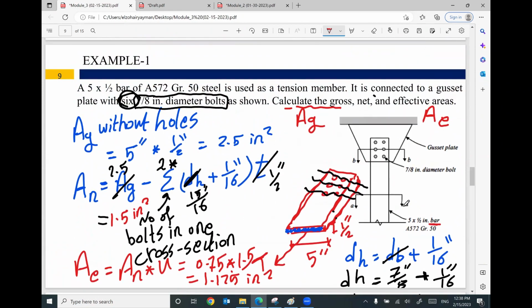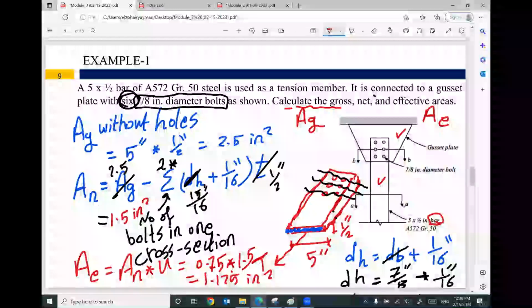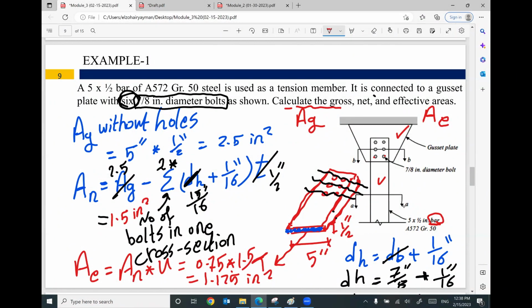So in this case, we have a member that looks like a steel plate or steel bar. This member has a width of 5 inch, thickness 1/2 inch. This member is connected to this connection using 6 bolts. The diameter of one bolt is 7/8 inch. We need to figure out the area gross and the area effective. Area gross equals the cross-section area without considering any holes. Area net equals area gross minus summation of area holes on one section only. One section only, not all of them.